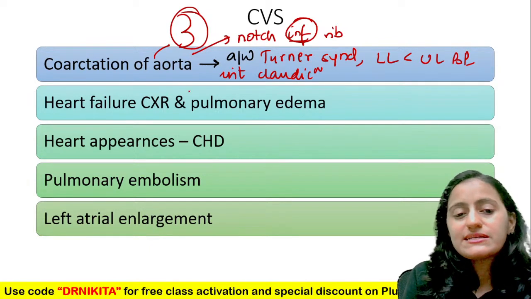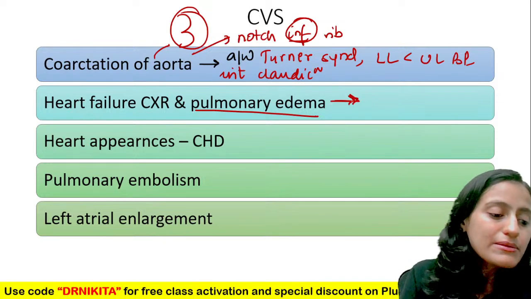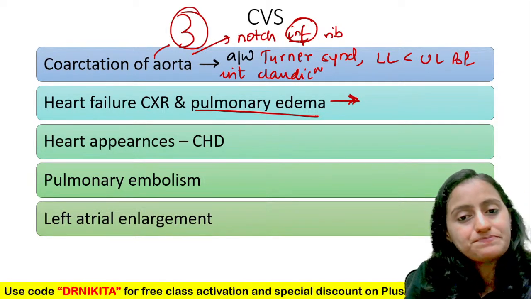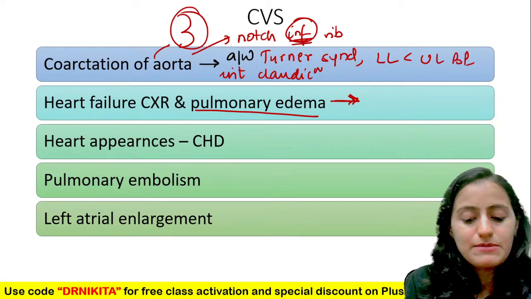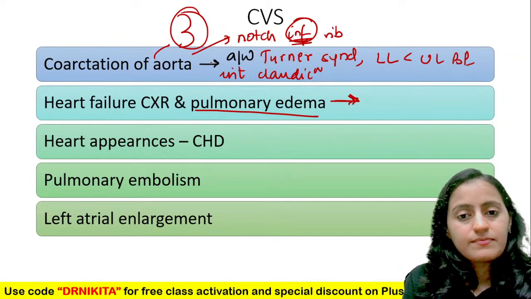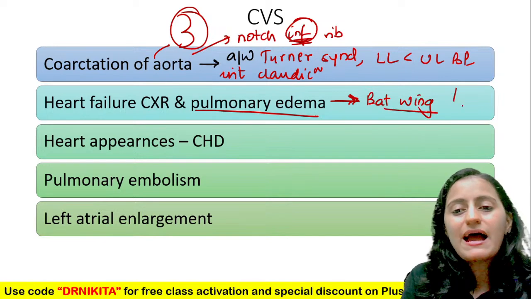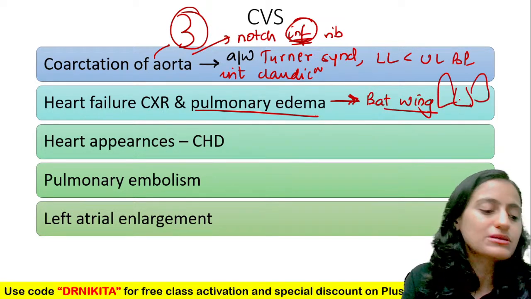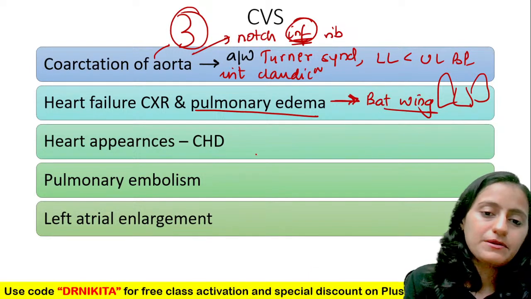Heart failure chest X-ray findings and pulmonary edema. What appearance do we see with pulmonary edema on the chest X-ray? Correct. It is the bat wing appearance, where you see bilateral, perihilar, symmetrical opacities.